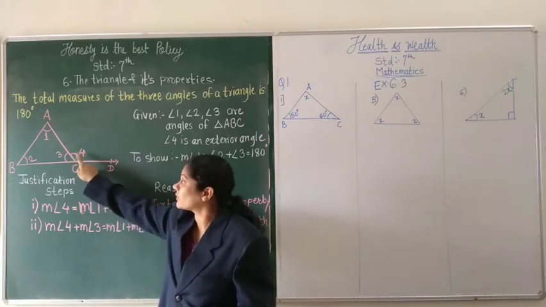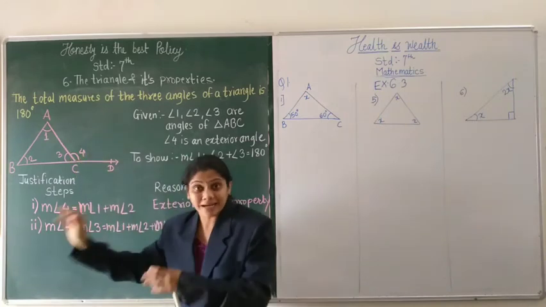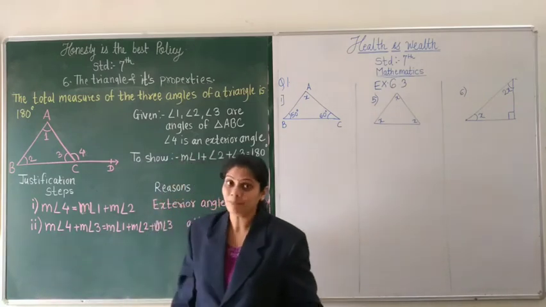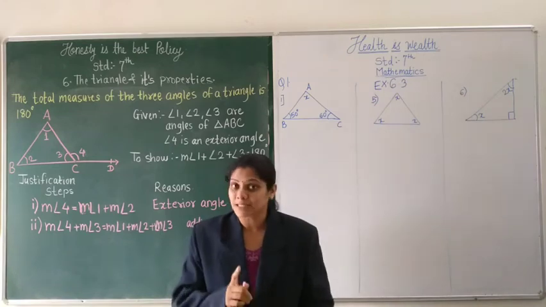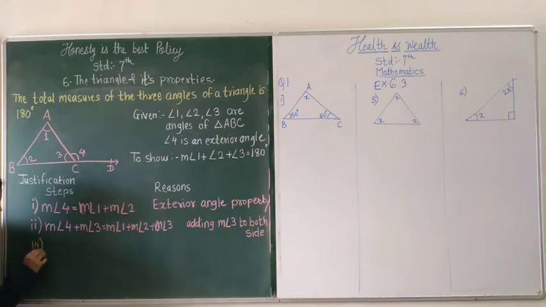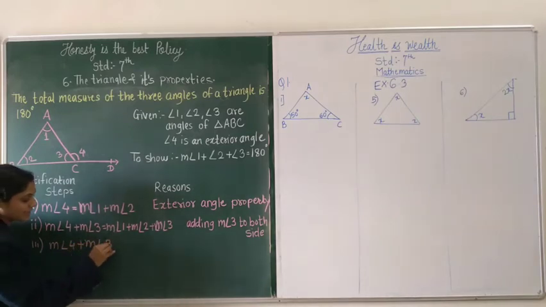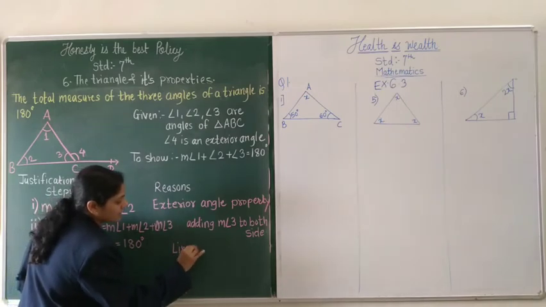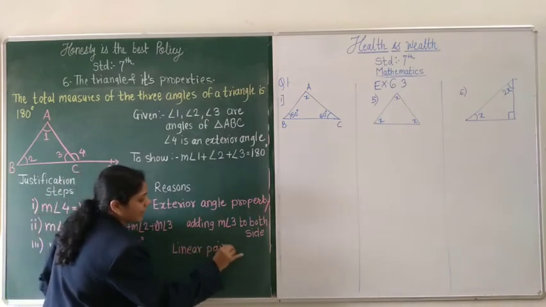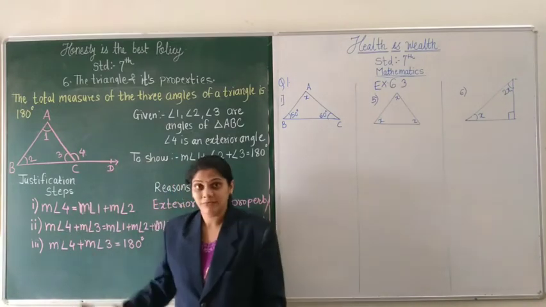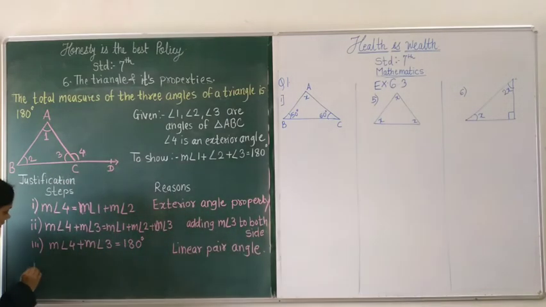So the measure of these angles is 180 degrees, and on the left-hand side of the given statement in the steps, measure angle 4 plus measure angle 3 is 180 degrees because it is a linear pair. So instead of that, we can write here measure angle 4 plus measure angle 3 is equal to 180 degrees. Why? Because of the linear pair of angles. So now, from statements 2 and 3, we can write 4.